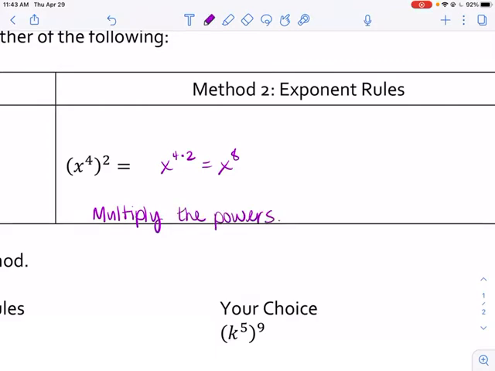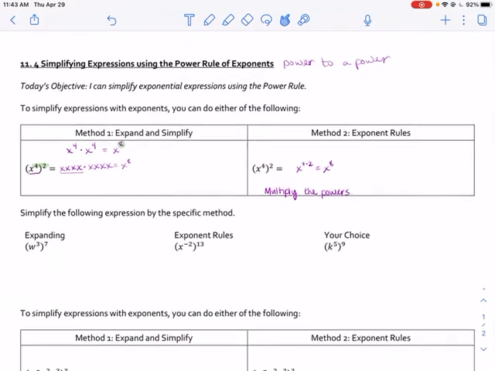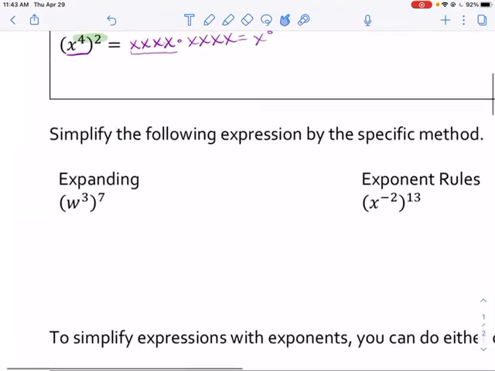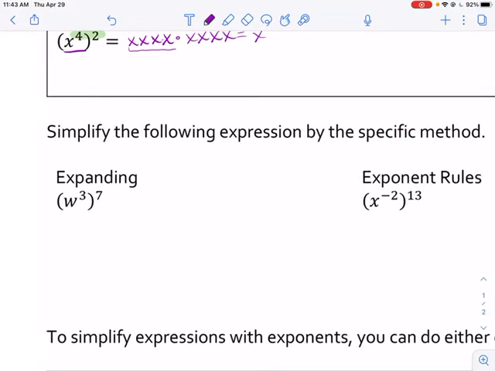Let's do a few examples where we do this. We're going to do this first one by expanding it. And you can either write, okay, w cubed, so 3 w's, and then write it 7 times and then count them up. Or you can write 7 w cubes, whichever one is easier for you. I have already started doing this really long way, so we're going to do it. I have 1, 2, 3, 4, 5 groups of 3 w's, so I need 2 more.